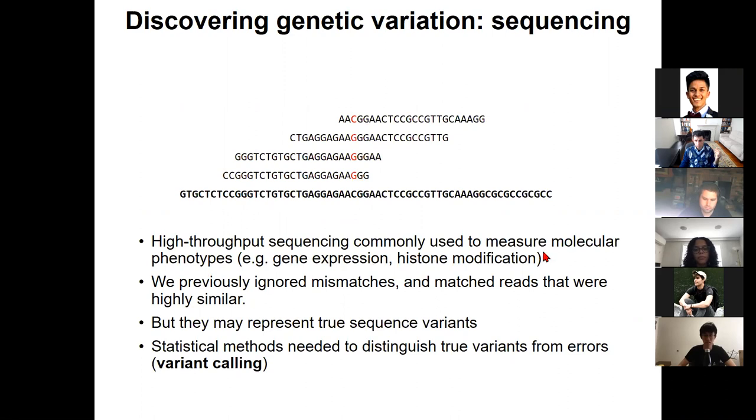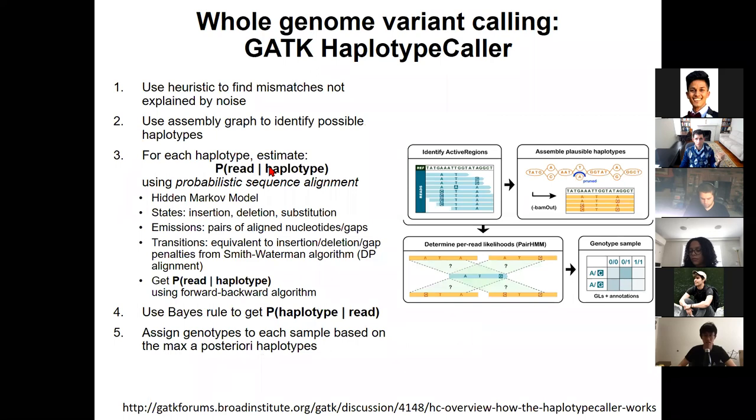So high throughput sequencing is commonly used to measure these molecular phenotypes like gene expression, histone modifications. And in everything we've talked about with ChIP-seq and RNA-seq, et cetera, we've ignored the mismatches. And instead we've matched the reads that were highly similar. But these might actually represent true sequence variants. And we need statistical methods to distinguish true variants from simply errors. And that's where variant calling comes in. So there's a huge industry in genomics for whole genome variant calling. One of the most widely used is this GATK haplotype caller that basically uses heuristics to find mismatches that are not explained by noise and therefore likely represent true variation.